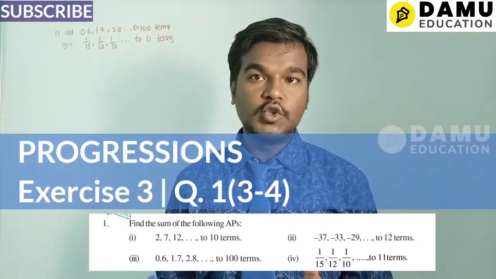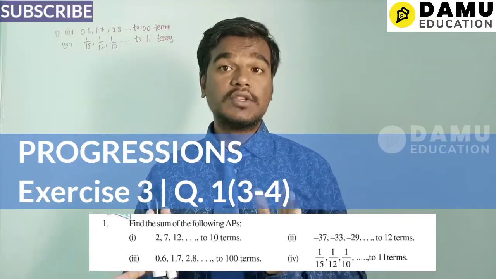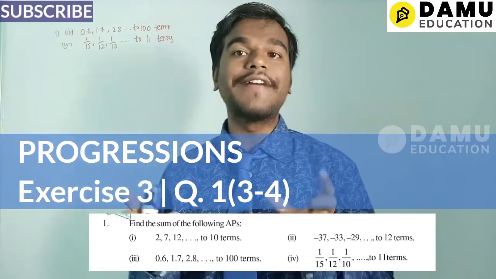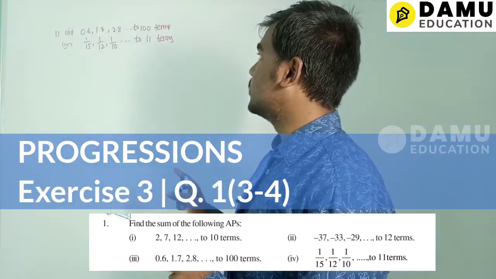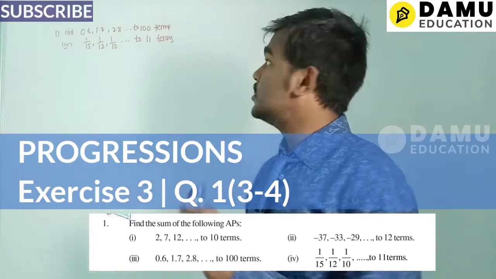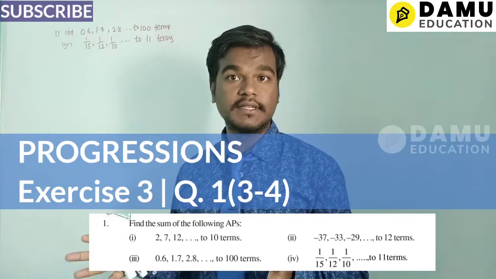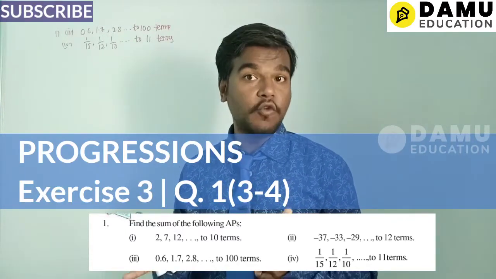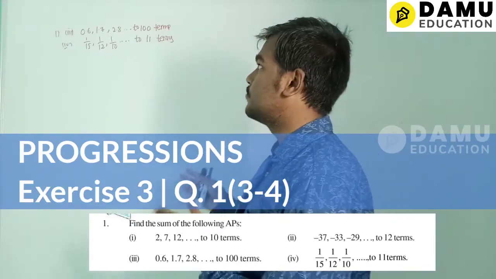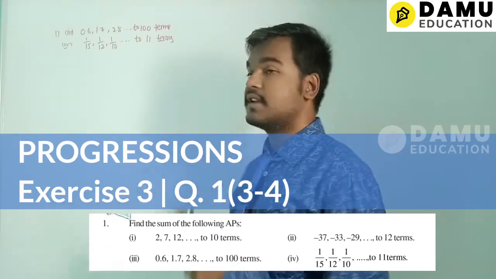So in this module, we are going to discuss our first question, third and fourth questions. Here we need to find the sum of n terms. They are given one series in AP, arithmetic progression, that is 0.6, 1.7, 2.8 and so on up to 100 terms. That is the third question. The fourth question is 1 by 15, 1 by 12, 1 by 10 and so on up to how many terms? They are given 11 terms.